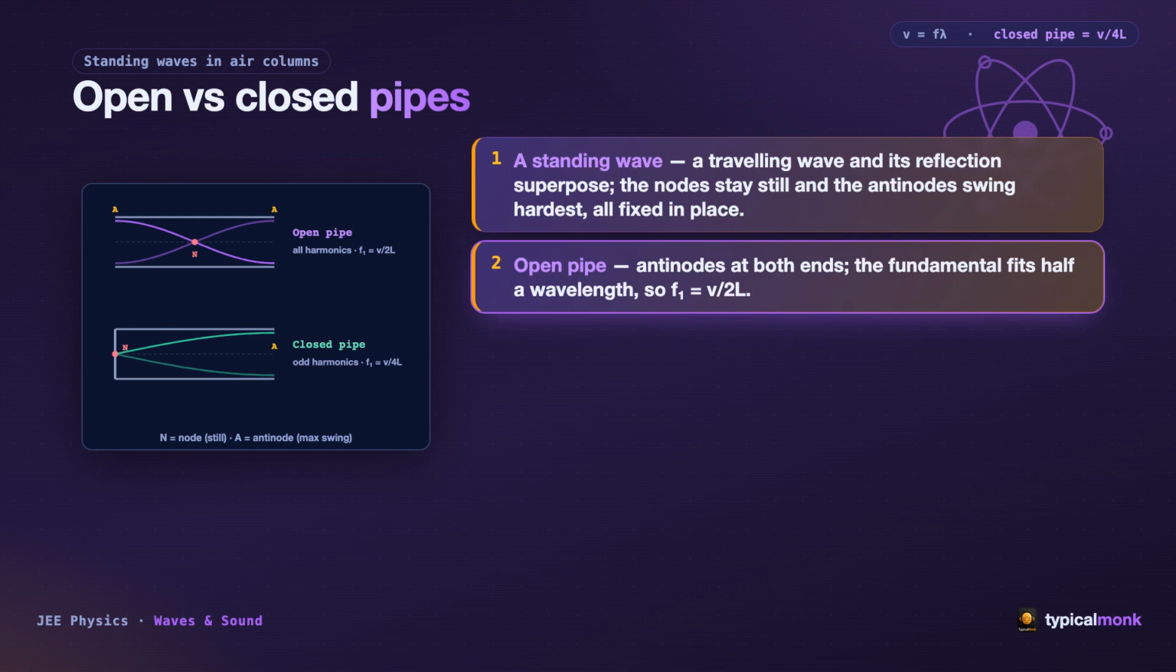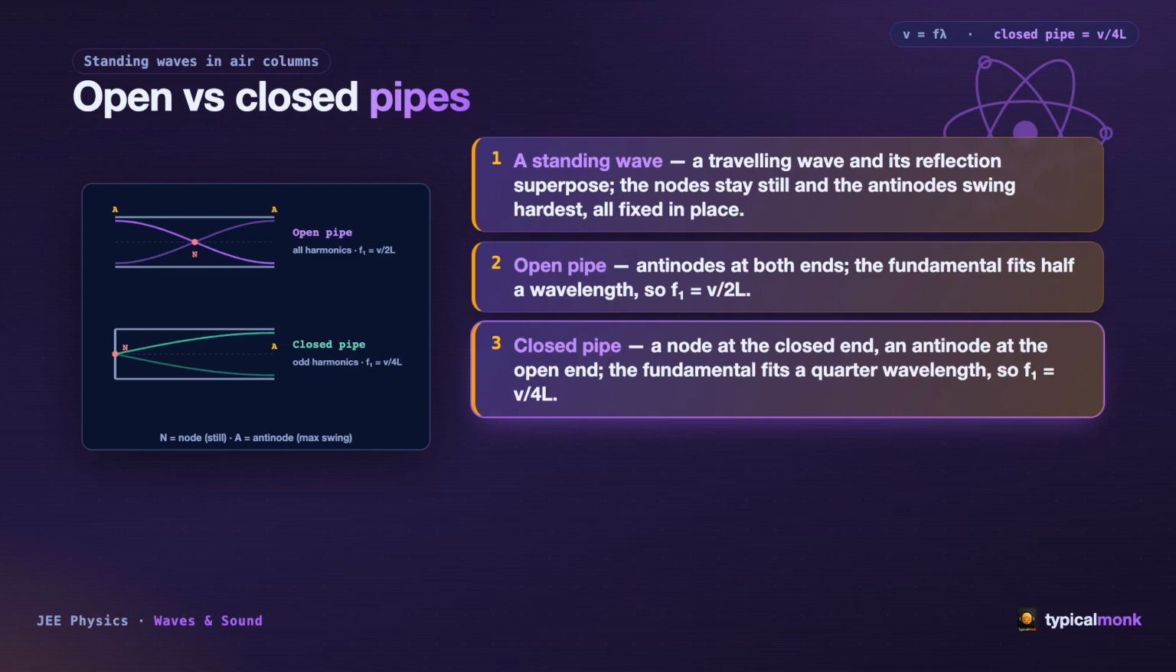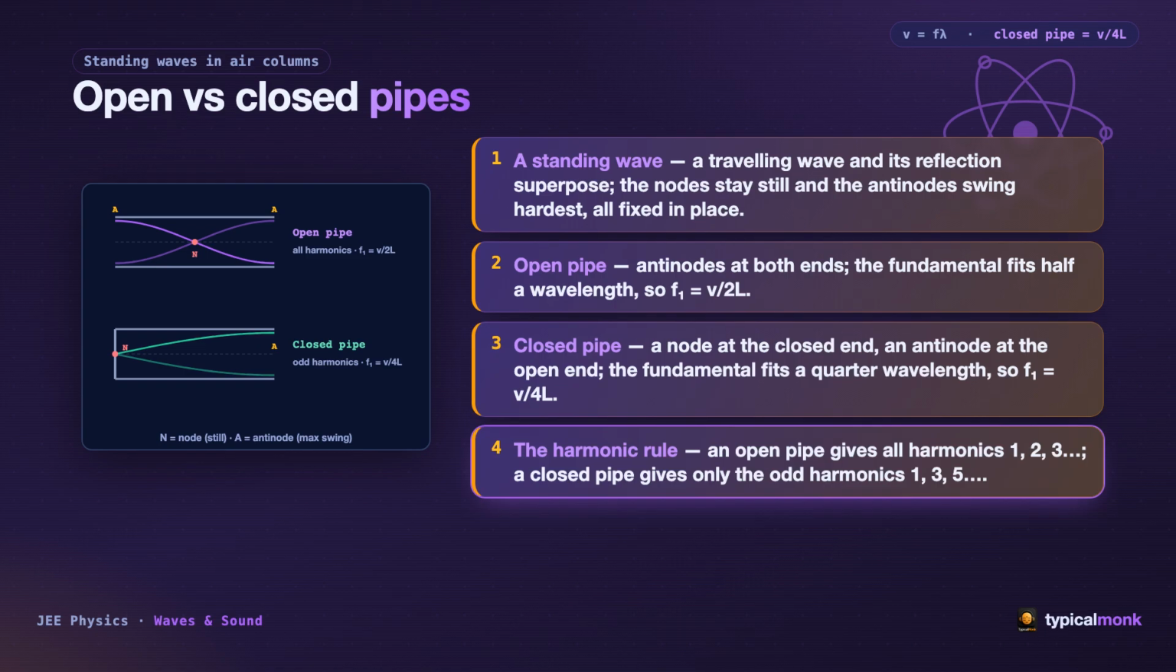The open pipe, open at both ends. There is an antinode at each end. The fundamental fits half a wavelength, so its frequency f1 equals v over 2L. The closed pipe, closed at one end. There is a node at the closed end and an antinode at the open end. The fundamental fits a quarter wavelength, so f1 equals v over 4L. And the harmonic rule. An open pipe gives all the harmonics, 1, 2, 3, and so on. A closed pipe gives only the odd harmonics, 1, 3, 5.